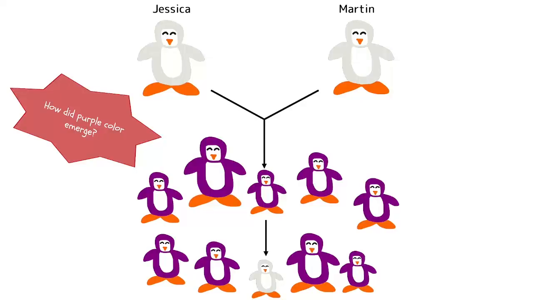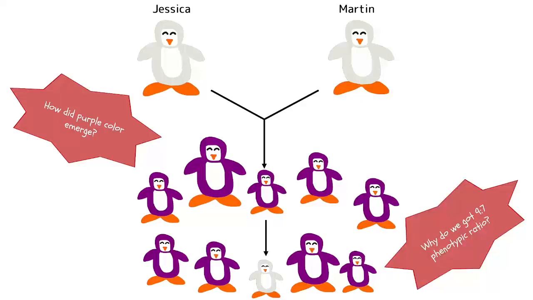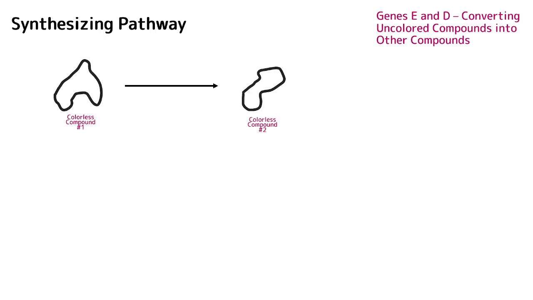Well, how did the purple color emerge? Why did we get the 9 to 7 phenotypic ratio? To explain this, we have to dive deep. So we start by defining genes A and D. A and D are converting uncolored compounds into other compounds. So let's give us the synthesizing pathway. Colorless compound 1 turns into colorless compound number 2, which turns into a purple pigment.